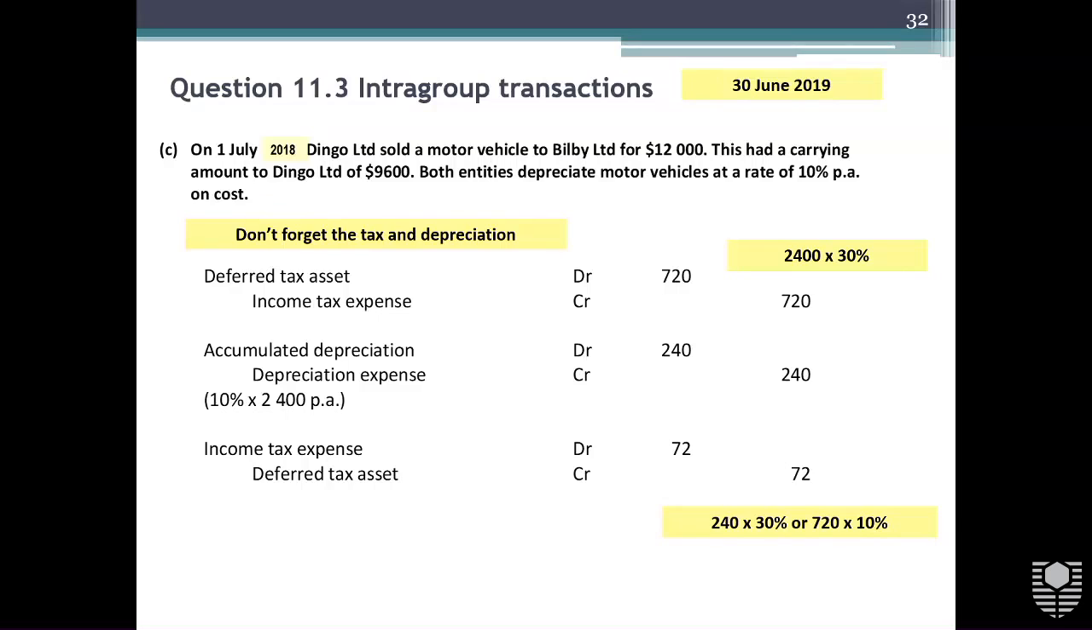Then we've got our depreciation, which is at 10%. So 10% times 2,400 is 240. The tax effect on that depreciation is 30% of that 240. Or equivalently, the tax component we're going to write back is 10% of the 720, which is 72. So 30% of 240 or 10% of the 720, because essentially we're going to be writing that back over the next 10 years.